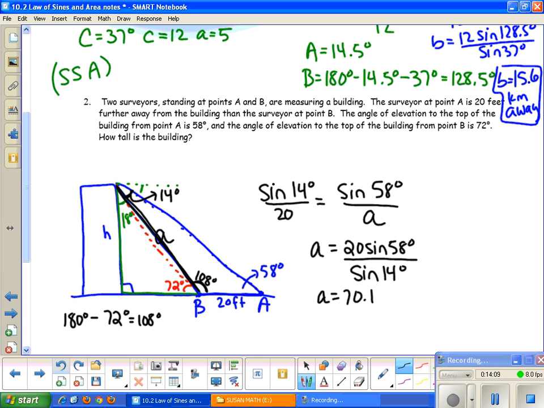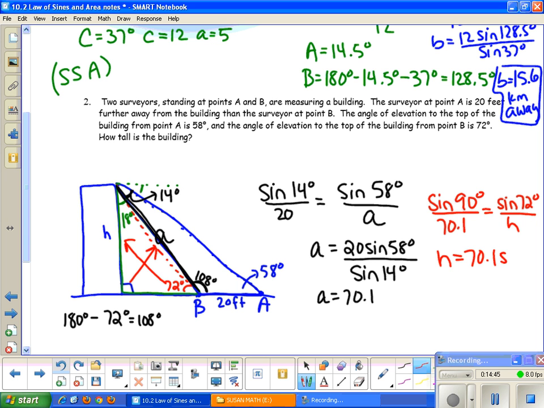Now that I have A, I have enough information to solve for H in my triangle, because this is the side opposite 90 degrees. So the sine of 90 degrees over A is equal to the sine of 72 over H. We have the sine of 90 degrees over our A value, which we said was 70.1, equals the sine of 72 degrees over the height of the triangle. So cross multiply and solve, and you get H is equal to 70.1 times the sine of 72 degrees divided by the sine of 90 degrees. So H is equal to 66.7 feet.